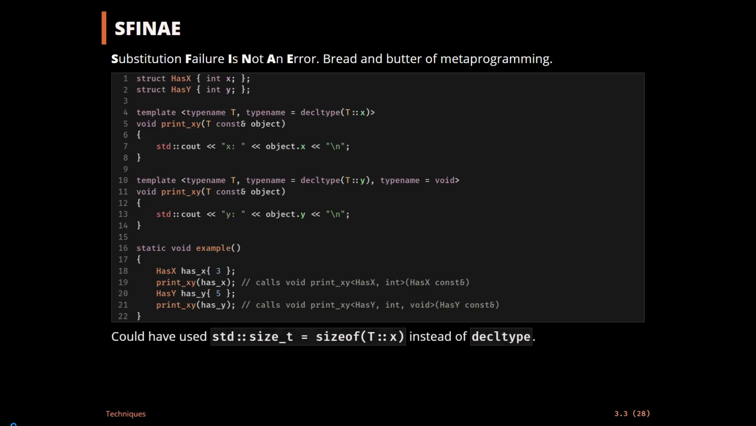We could have also used std::size_t equals sizeof T::x. The decltype is not special here. We just wanted something that triggers a compile error and would still be valid if the member is missing. It's just that we wanted there to be a compile error if we didn't have an x. So that's why we used decltype, but we could have used sizeof, right?